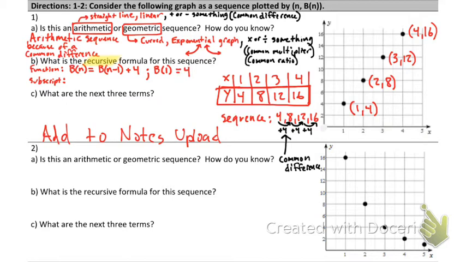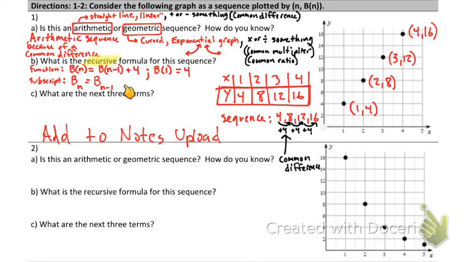All right, subscript notation is very similar to this. We're going to go B, but instead of parentheses, we just put it at the bottom of our letter. B subscript N equals B, and then the subscript is N minus 1 at the bottom.